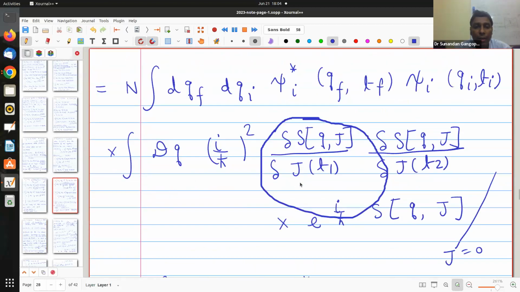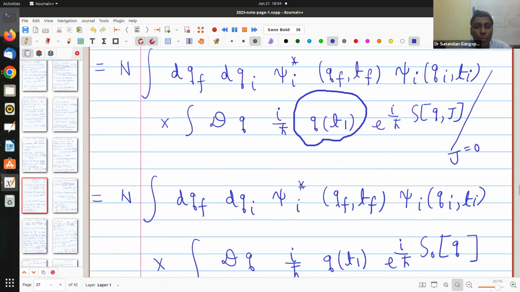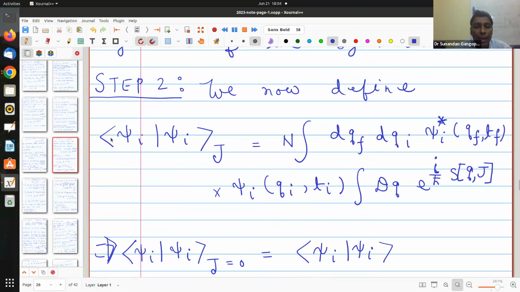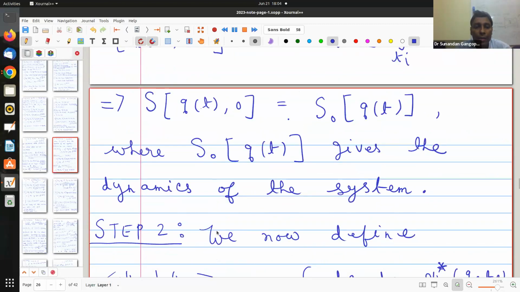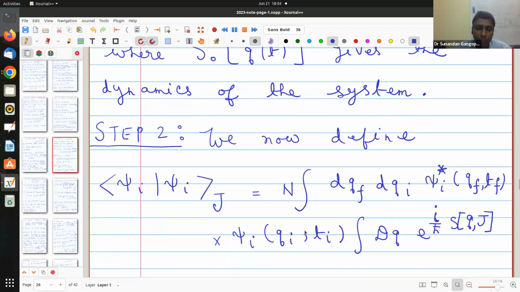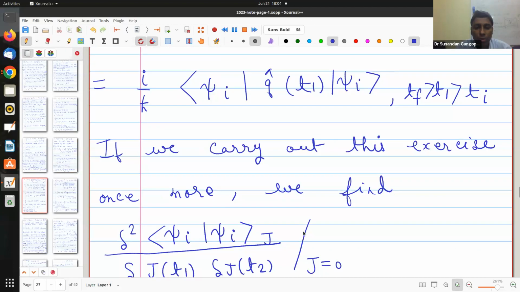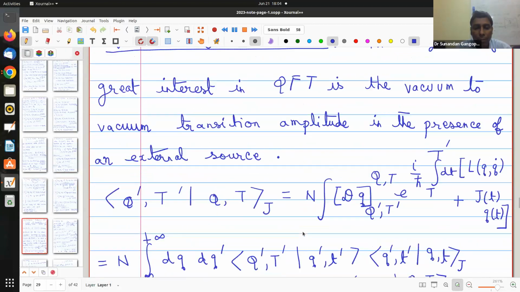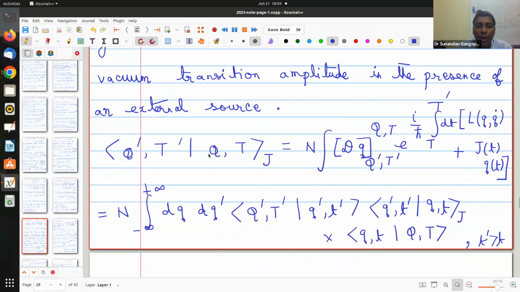Let me go back to the previous slide, which was step 2. If you go back to step 2, you will see that the overlap of ket psi_I and bra psi_I in the presence of the external source was defined in the following way. There was a path integral with e to the power of i/ħ times the action S[Q,J], where in step 1 S[Q,J] was defined as S_0 plus this integral. Let me now come back to this expression, which is the overlap of Q,T with Q',T'.